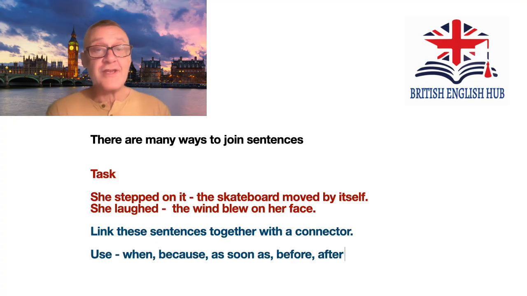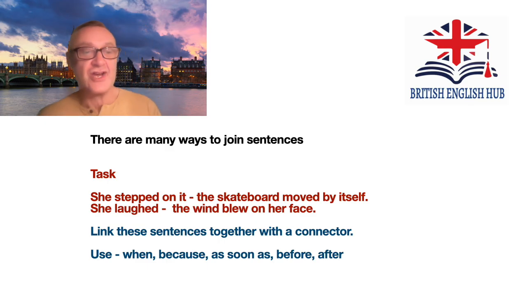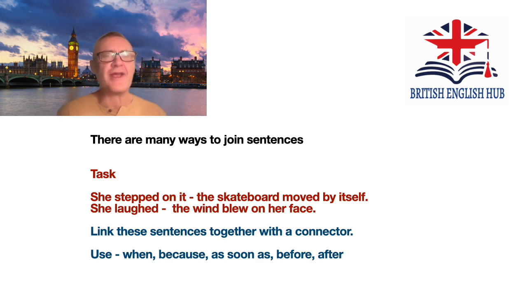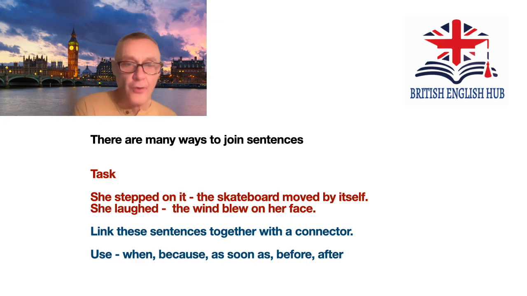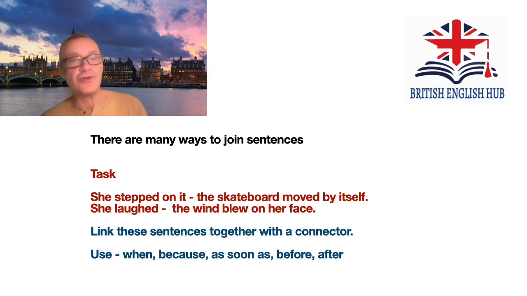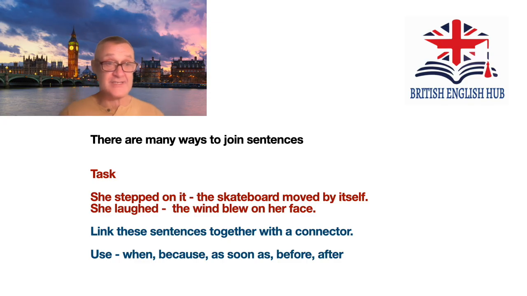So there are many ways to join sentences. So I've got a little task for you to do to begin with. See if you can do this. She stepped on it. The skateboard moved by itself. Now I want you to put in the missing linker out of the ones we just saw. She laughed. The wind blew on her face. So what linker would you put in the space in order to connect the two ideas?